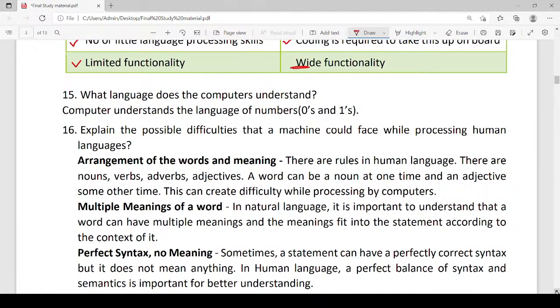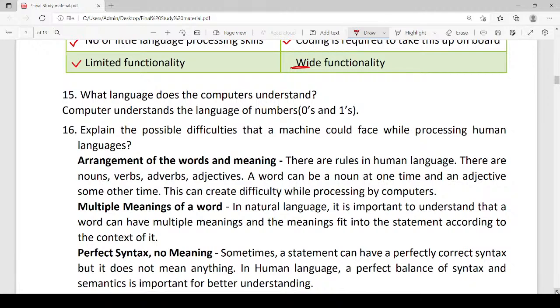So this question may come as a 1 mark question or a 2 mark question. They may ask you to write down any two difficulties or they may ask you to write any one particular difficulty. When we try to arrange the words and understand the meaning, if we interchange it, the machine will have difficulty in understanding it.